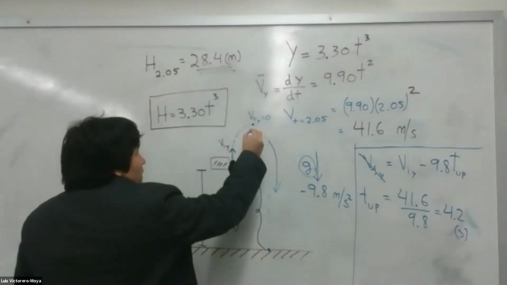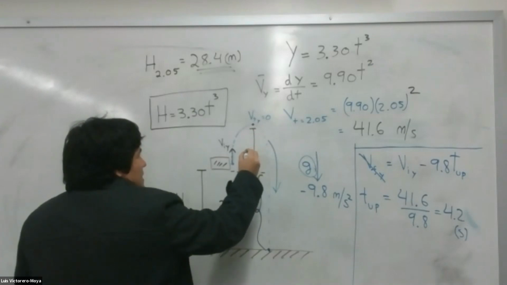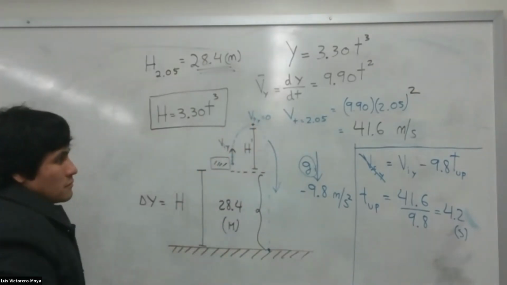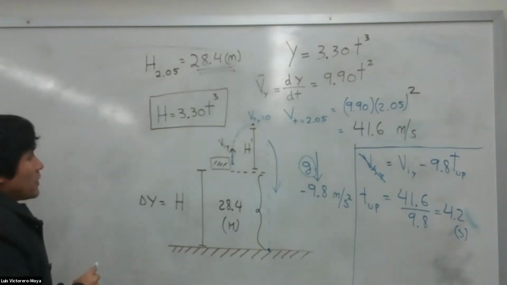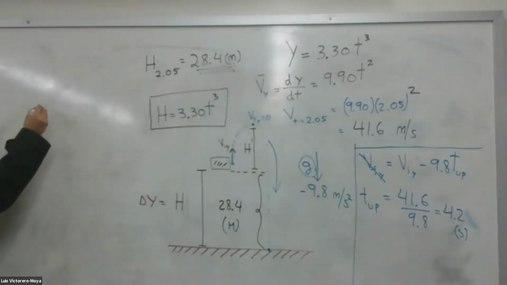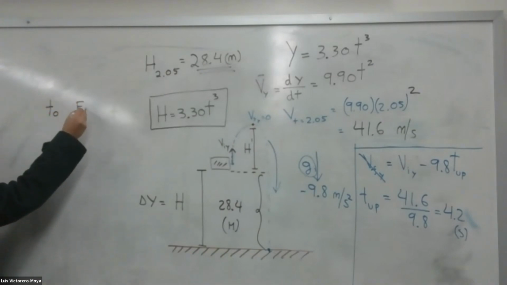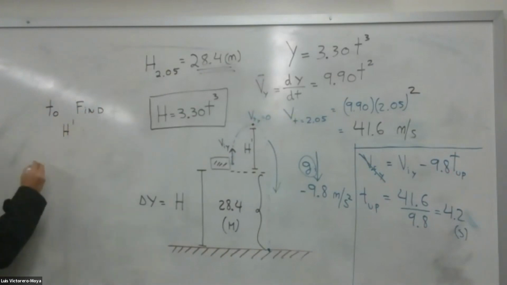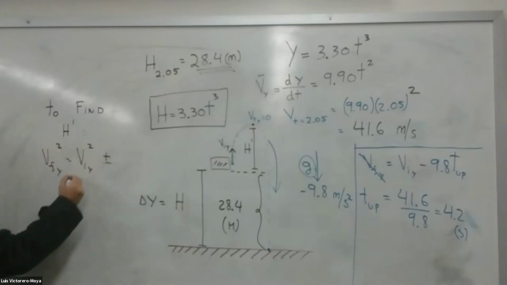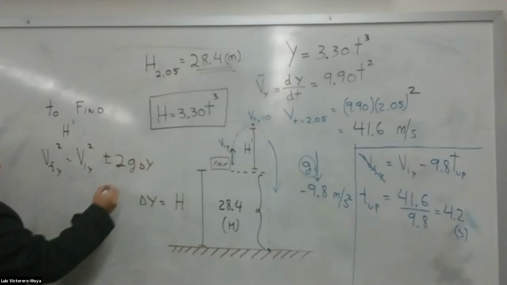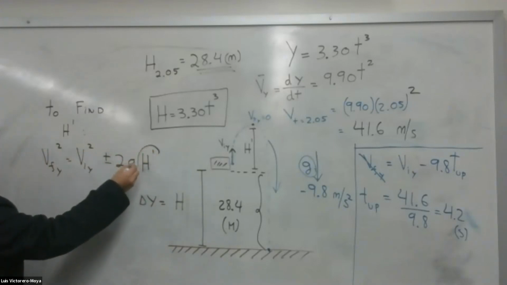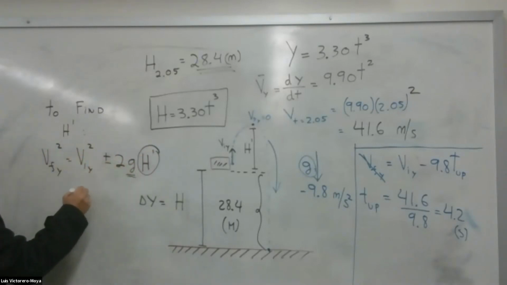Your task will be to find this, I'm going to call this H prime, how much it goes up. To find H prime, I would recommend you use this: v final on y squared equals v initial on y squared plus or minus 2g delta y. You can change this to H prime. You have this is negative, so that will be negative, right?